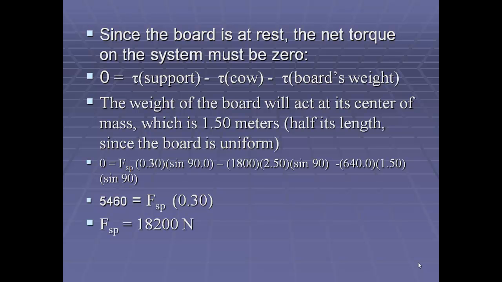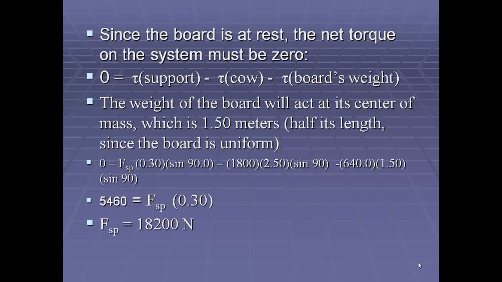So when I look at the formula on the bottom of the screen for the torque exerted by the support, the length of the lever arm is going to be 0.3, since I said it was 0.3 meters from the location where the board would like to rotate, times the sine of 90 degrees, minus the torque exerted by the cow. The cow will exert a force equal to its weight, times the length of its lever arm of 2.5, times the sine of 90. The board will exert a torque equal to its weight of 640 newtons, the length of its lever arm of 1.5, and the sine of 90 degrees.